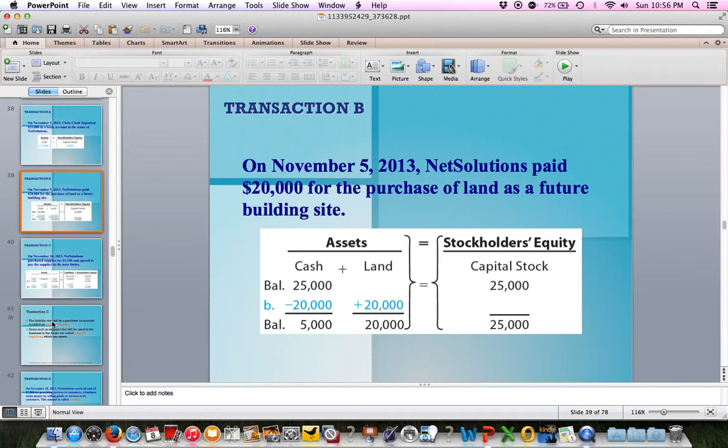So Net Solutions is going to take that cash and use it to buy some land, so it has a potential site to potentially put a building on and operate from this particular location. And so we're going to buy some land, and so that means cash is going to go away. We'll subtract $20,000 of cash, but we're going to add land. So we still have $25,000 worth of asset. It's just that now some of it's land and some of it's cash.